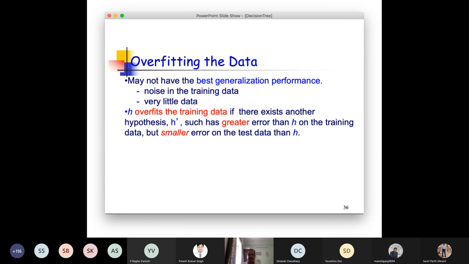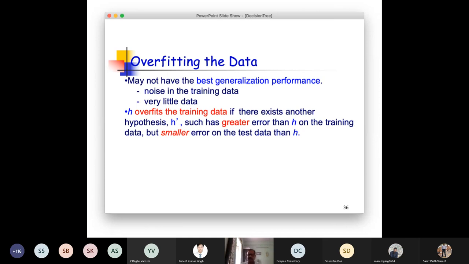This is what it is explaining: a hypothesis H overfits the training data if there exists another hypothesis H prime that has greater error than H on the training data, but smaller error than H on the test data.